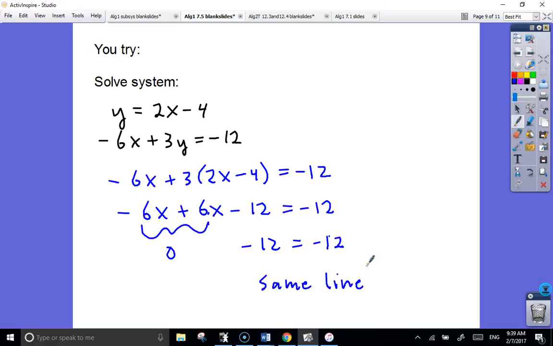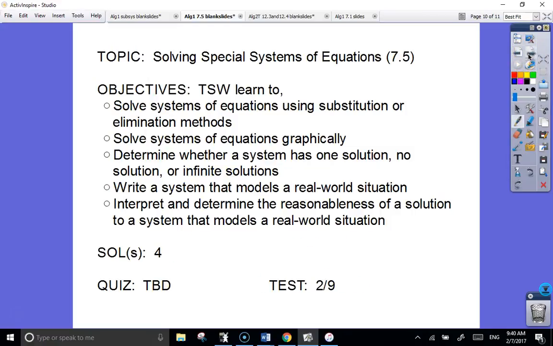Which doesn't mean that there's no solution, but there's no unique solution. Unique solution means it's one point. This means there are infinitely many. And that was the very short lesson that we had for today.